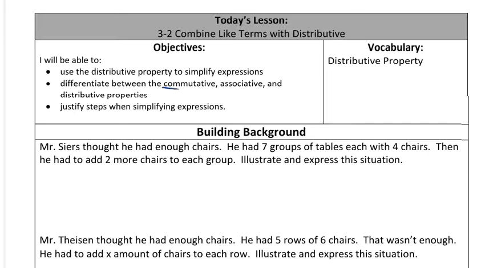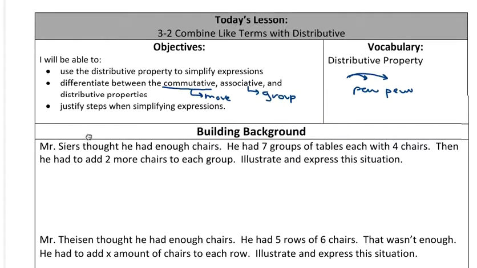We've already talked about commutative. Commutative means to move. Associative means to group. And now distributive means to go like pew, pew. It's our pew pew property. Pew, pew. Okay, and we'll be able to justify our steps.